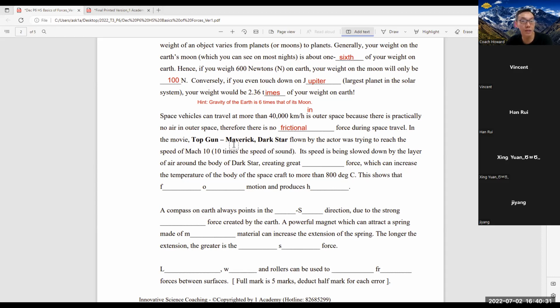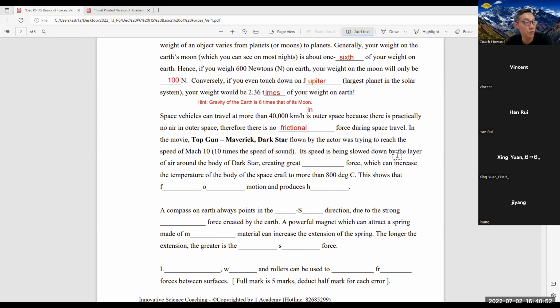In the movie, he is actually flying this prototype aeroplane called a Dark Star. It's trying to reach the speed of Mach 10. This word Mach is a measurement of the relative speed compared to the speed of sound. 10 times the speed of sound.